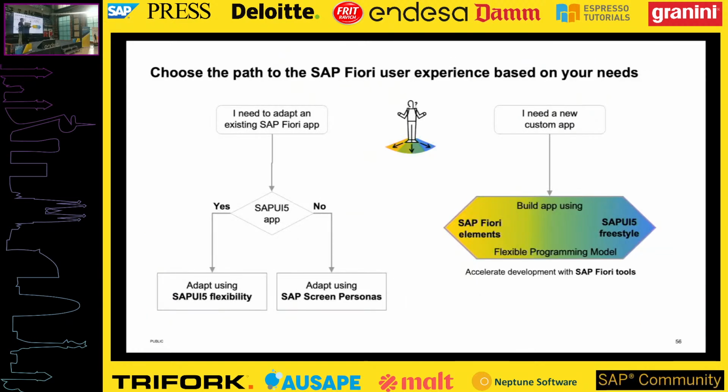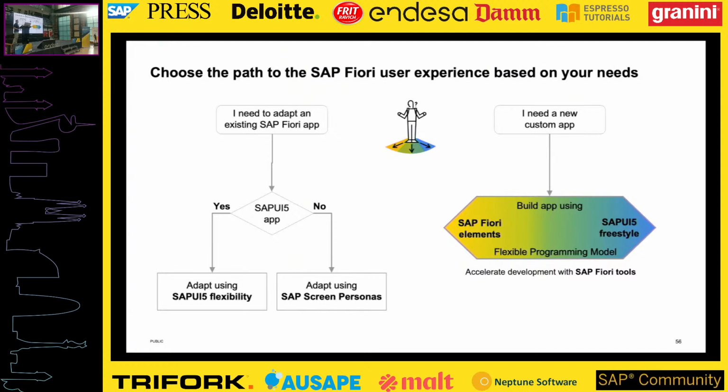Now, if you have found an application, you can use that. If you have not found an application, you create your own one. And if you create your own one, you can use the technologies I mentioned before. You can go full freestyle with UI5 because you're using a very different design. Or you can go Fiori elements because you want to stick to the patterns, you want to have maybe a list report and object page.